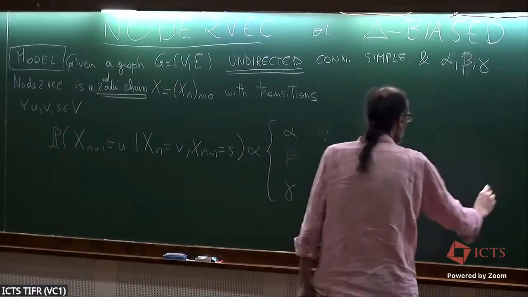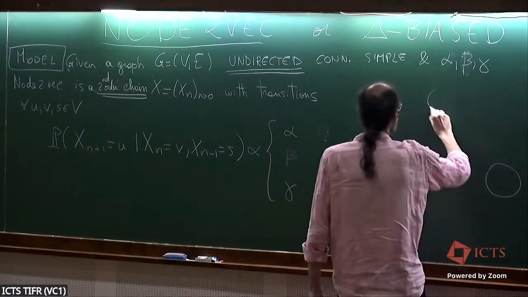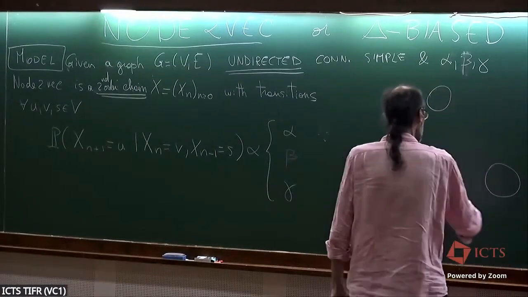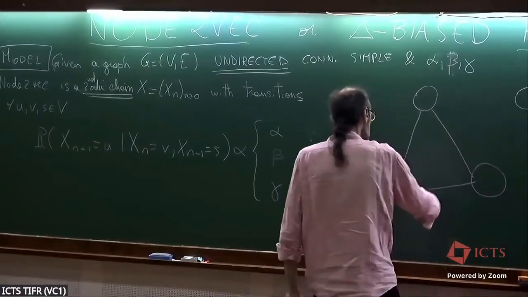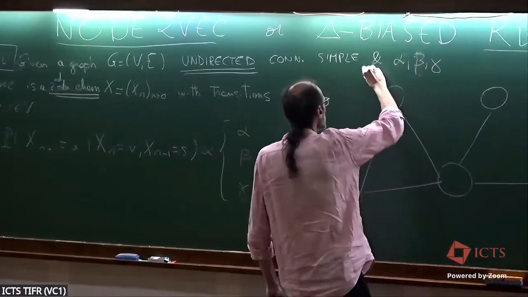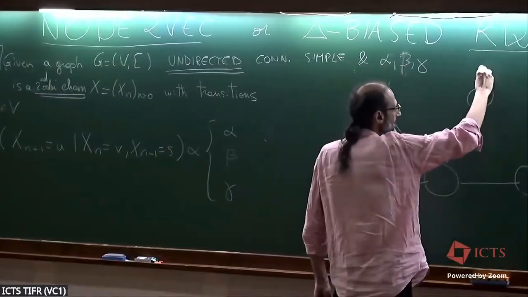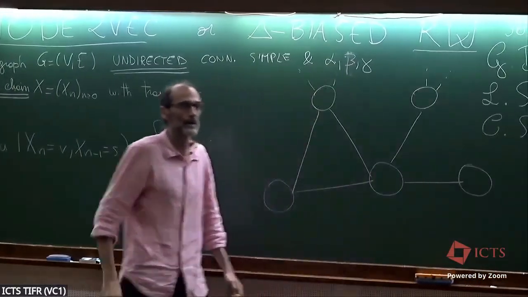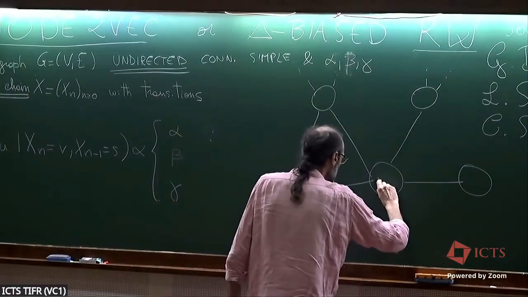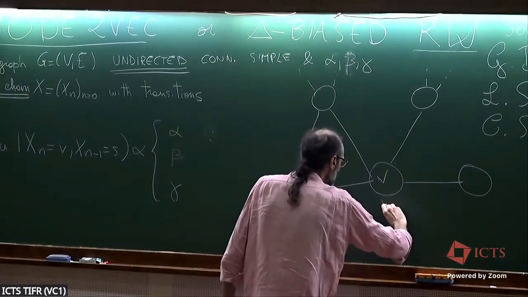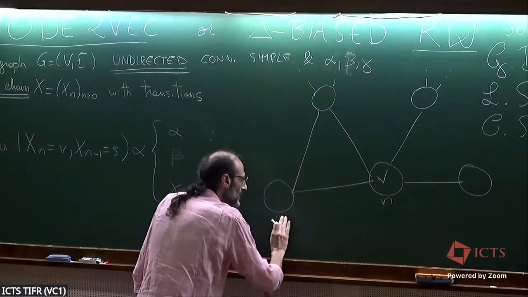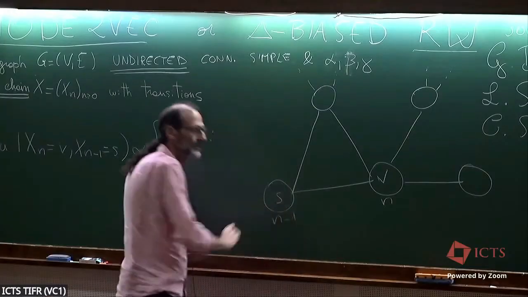So let's say we have a graph. These are the vertices. Let's say it looks like that, for example. I don't know, there are continuations. So this is a local part of a graph, whatever graph you like. So let's say that at time n you are here at the vertex V, and you came from the previous time, at time n minus 1, you were at this vertex here.